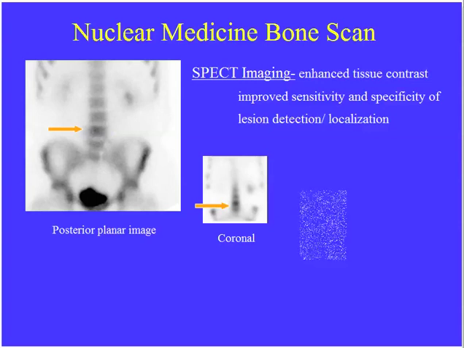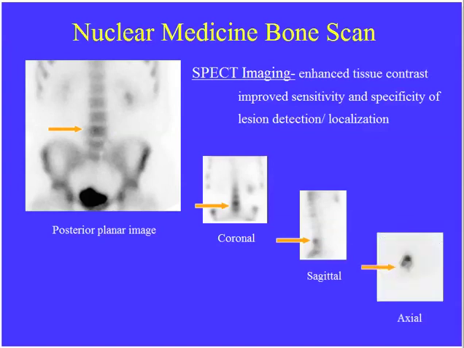We can look in the coronal plane. We see that there's abnormal uptake at the L4 level. We do a sagittal plane, and we can see that the increased uptake is in the posterior elements. And then we do an axial cut, and we can see that the uptake is in the region of the pars interarticularis on the right. So rather than just knowing that there's something going on at the L4 level, when you add the SPECT or the CT imaging, we can increase the specificity.